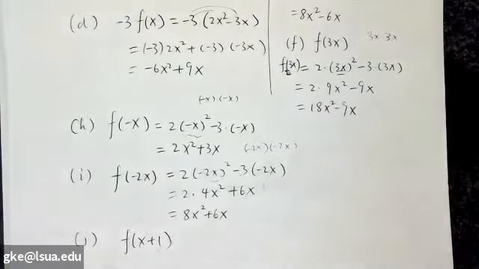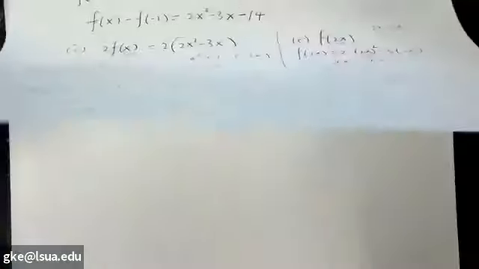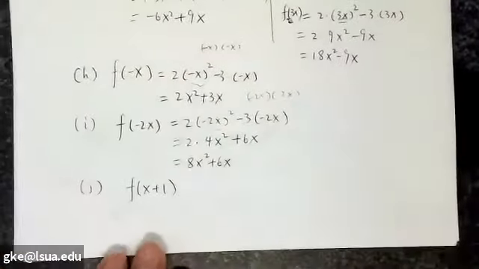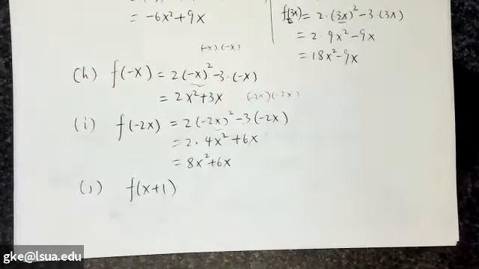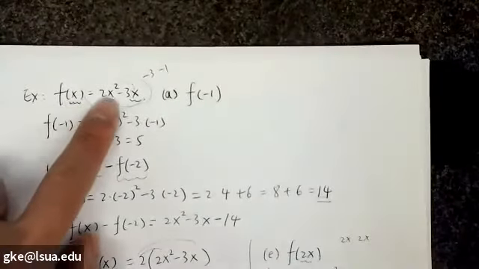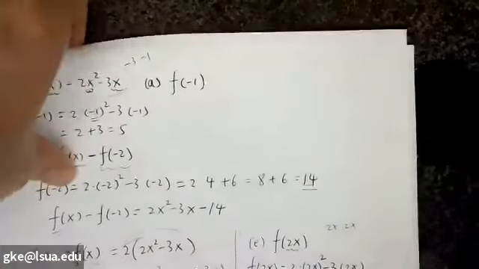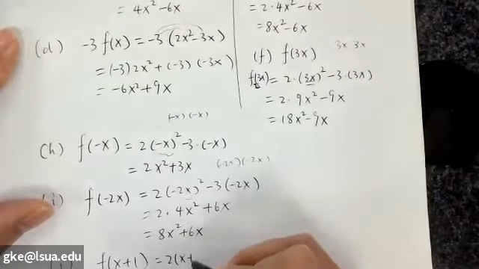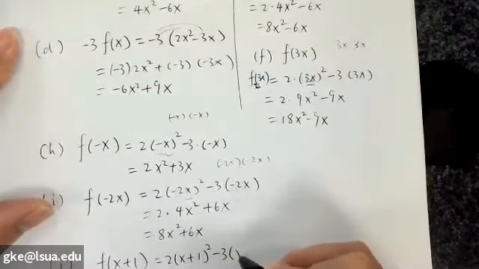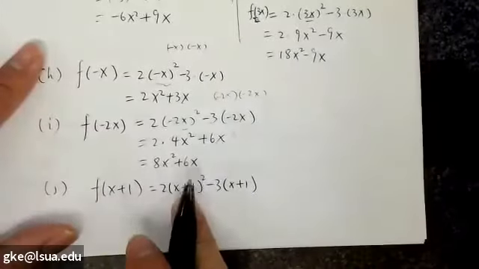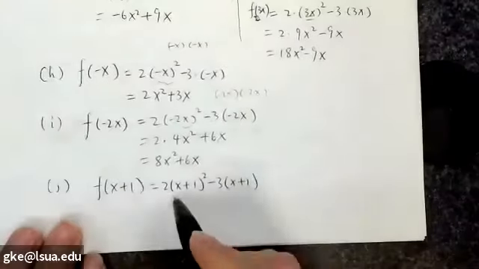Okay, now let me do it on the board. For these problems, the principle is very similar. Just replace this x by x plus 1. Replace this 2x by x plus 1. That's what we got. And of course, when you plug in x plus 1, you always use the parentheses, right? And that's what we got.